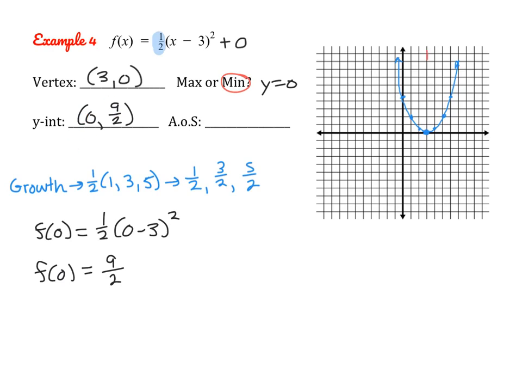And then last, here's our axis of symmetry. Vertical lines are always x equals, and then it's always the x value of your vertex. So x equals 3.